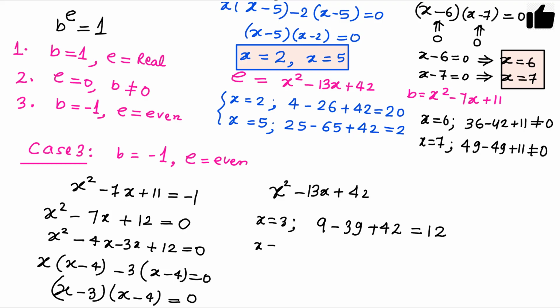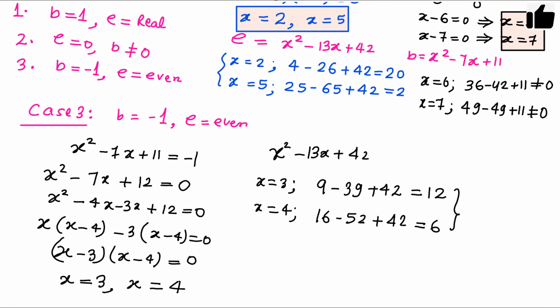Now x equals 4. So what you will have? 4 into 4 is 16, minus 52 plus 42, and this is equal to 6. 6 is also an even number. So in both cases I have an exponent that is an even number. So now in this case I can say x equals 3 and 4 are solutions for this equation. So overall I have 6 solutions.